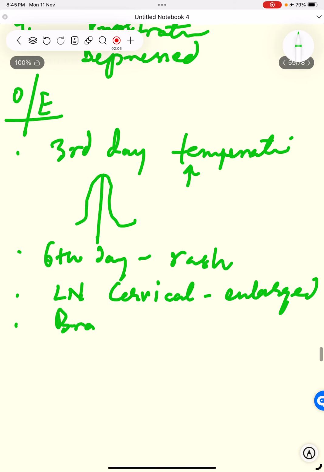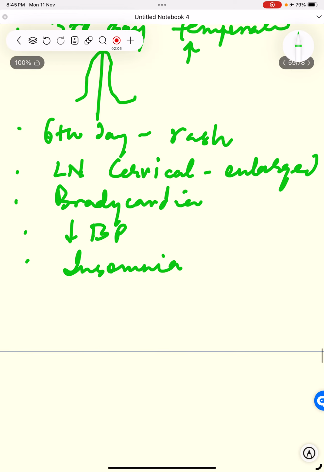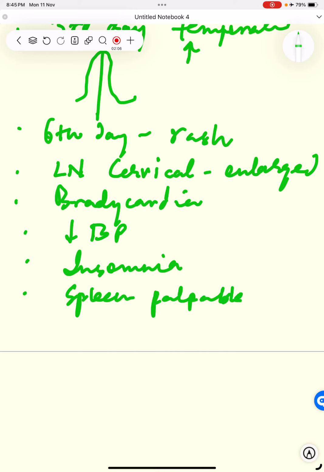The patient can have bradycardia, they can have hypotension, they can present with insomnia, difficulty to sleep because of pain and fever. Sometimes the spleen can also be palpable, but it may or may not be. The patient can come with redness of the eye.